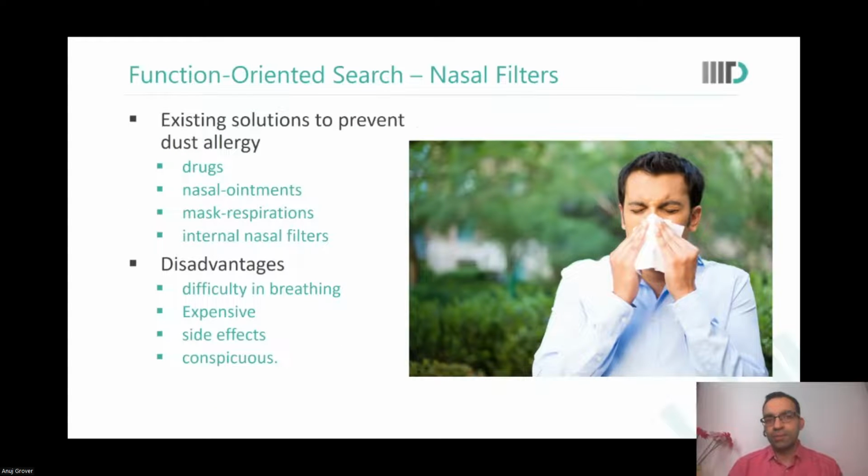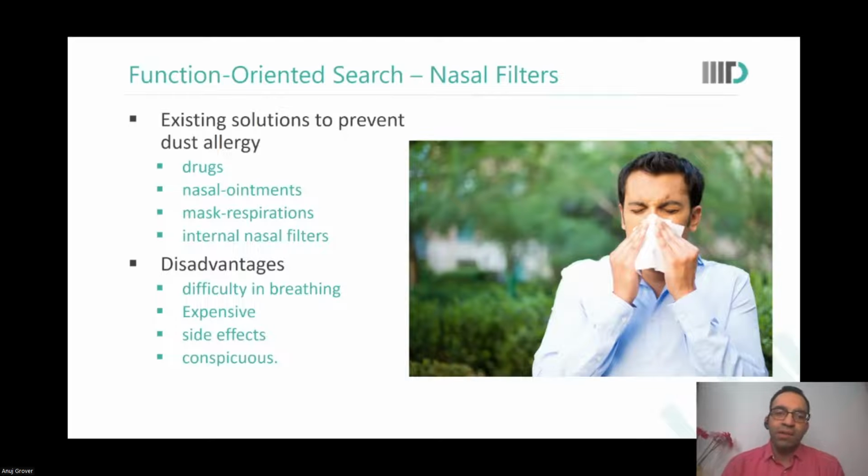Let us look at another example. Any one of you over here is allergic to pollen or has asthma, something like that? So this season is kind of the worst season for those of you who are sensitive to pollen. Anyone here? Yes, sir. So what happens? What are the kind of solutions that you look at?